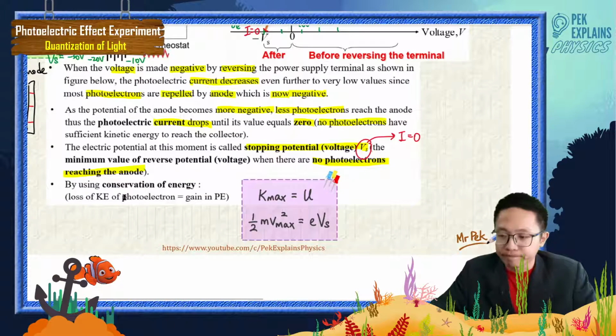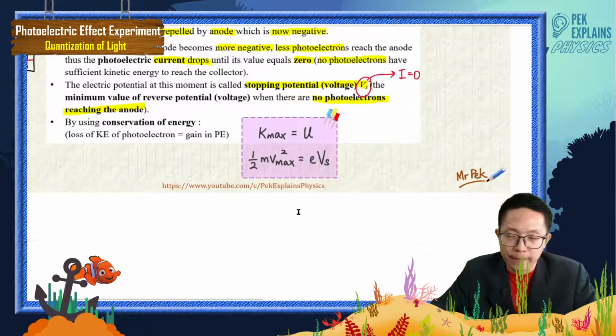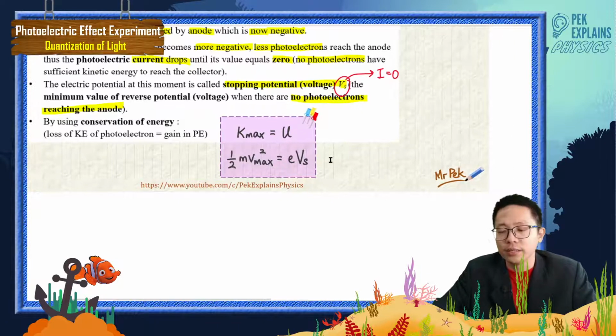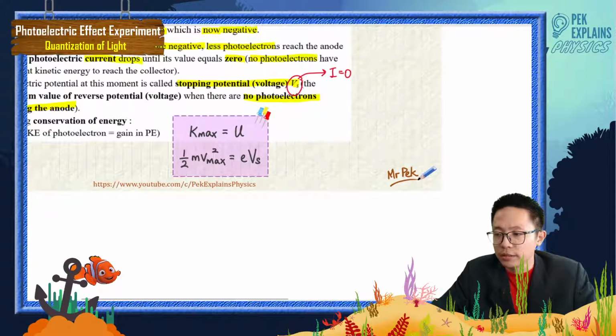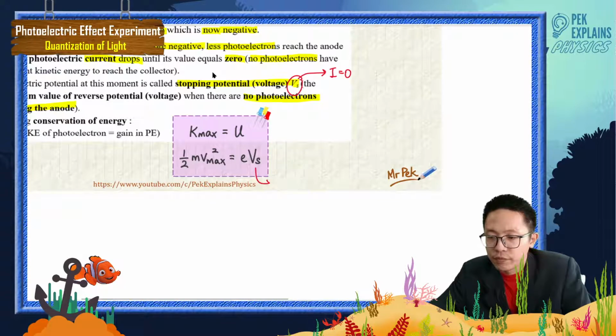By using conservation of energy, the loss of kinetic energy of the photoelectron is the gain in potential energy. So last time I said Kmax, the kinetic energy, equals eVs. What is this about? This is the stopping potential. As you can see, this Vs is the stopping potential.